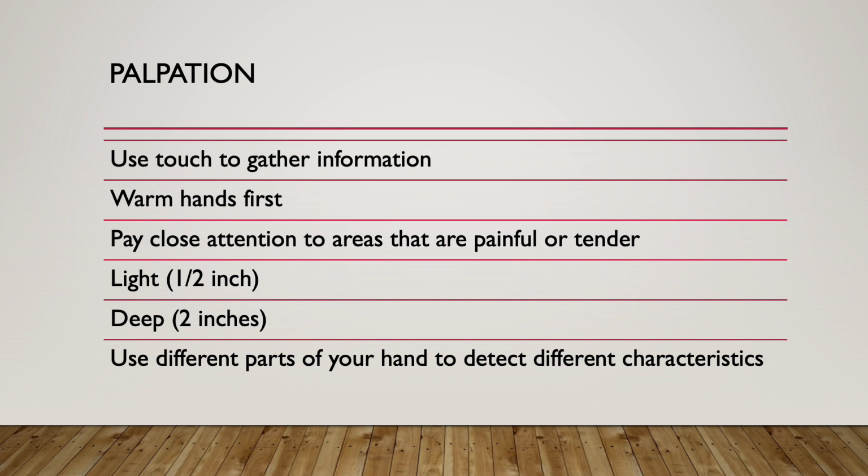The next technique utilized in physical assessment is palpation. And palpation involves using our touch to gather information. So before you touch the patient, you're always going to want to warm your hands first. You pay close attention to areas that are painful or tender, and you palpate those areas last. 2 types of palpation that we're going to be using this semester are light palpation, and that's when you press inward about 1/2 inch. And then deep palpation, you press inward about 2 inches.